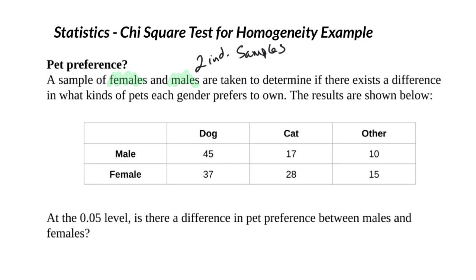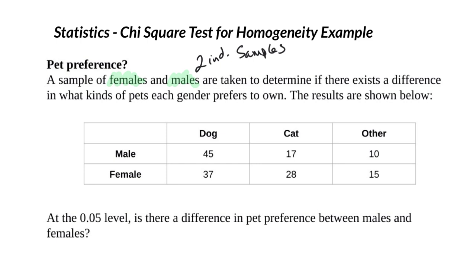If instead I took a sample of 500 people and I simply said, tell me two things about yourself: gender you identify as, and what kind of pet you prefer to own, then it would be for independence. But here it says I took a sample of females, I took a sample of males. That's what makes it homogeneity.